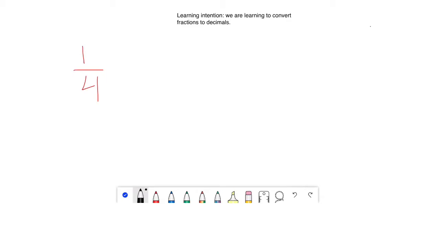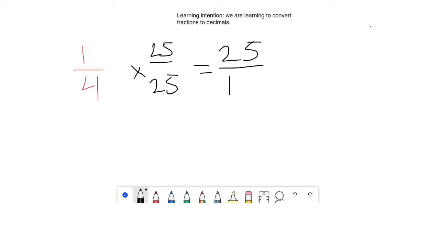The second way is to convert the 1 over 4 to make it something over 10, 100 or 1000. We know that 4 doesn't go into 10, but we know that 4 goes into 100 25 times. So if we times the bottom by 25, we have to times the top by 25. So it's times by 25, times by 25. So your answer is 25 over 100.